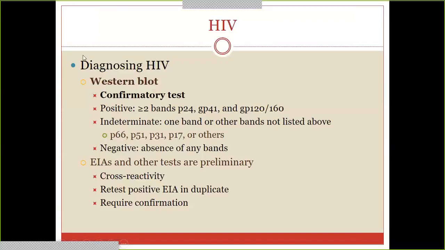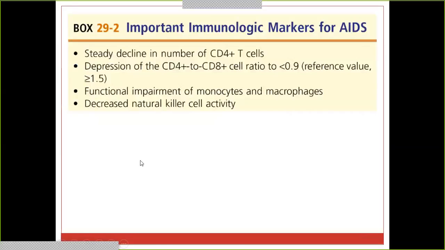All right, to diagnose, Western blot is our confirmatory test. So it is actually looking for those antigen markers there. Again, you can do enzyme immunoassay kits to quick test and screen. You have to confirm it. All right, so that's it for those.